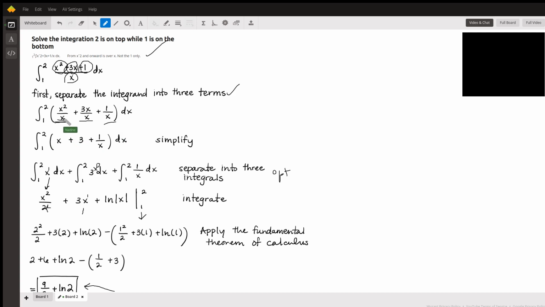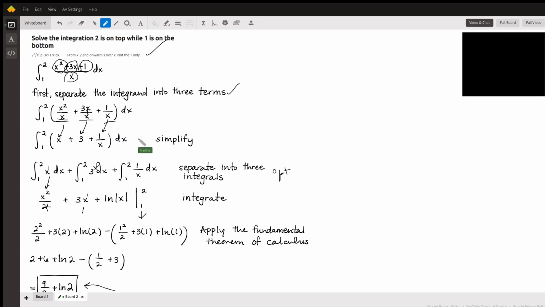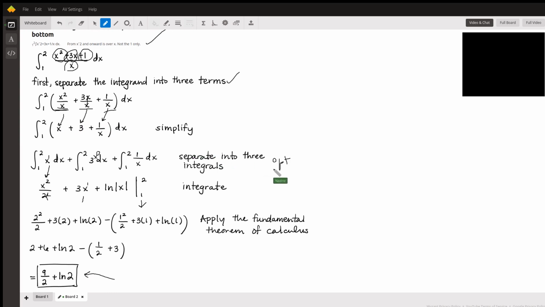Then I do some simplifying here because x squared divided by x is just going to leave us with 1x. 3x divided by x, the x's will cancel and just leave us with 3, and there's nothing to simplify for the 1 over x. This next step here is optional, but I took the time to separate this into three separate integrals, one for each term, because I'm going to integrate each of these individually.